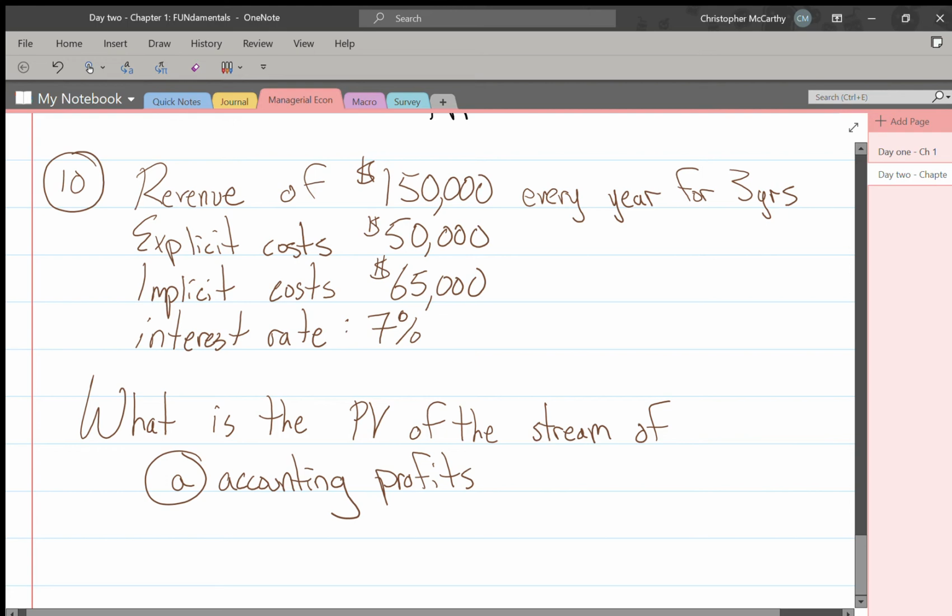Now, the book is not very clear about this, but one of the things you should be asking, if it was on a test, is a clarifying question. These explicit costs and implicit costs are also every year. So if it doesn't say one-time costs, we're just going to assume that they mean every year.